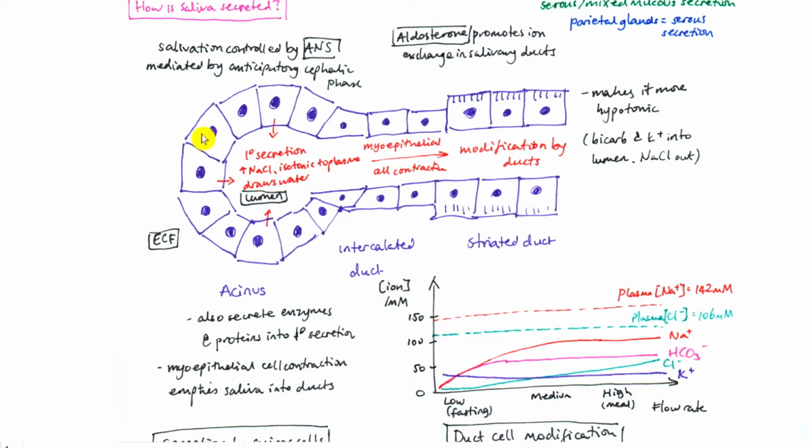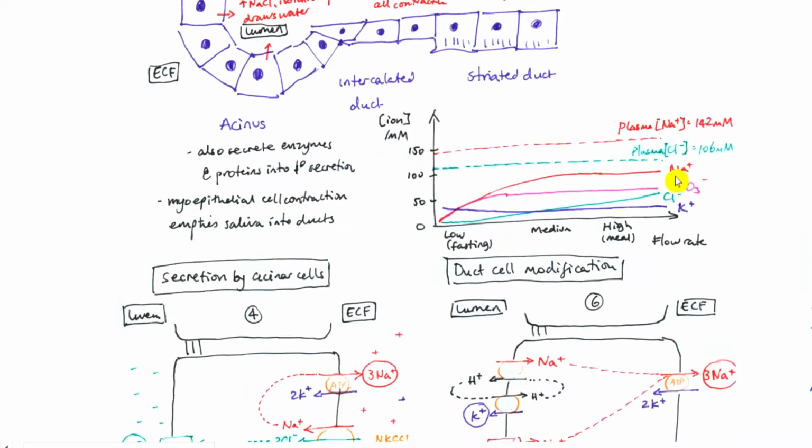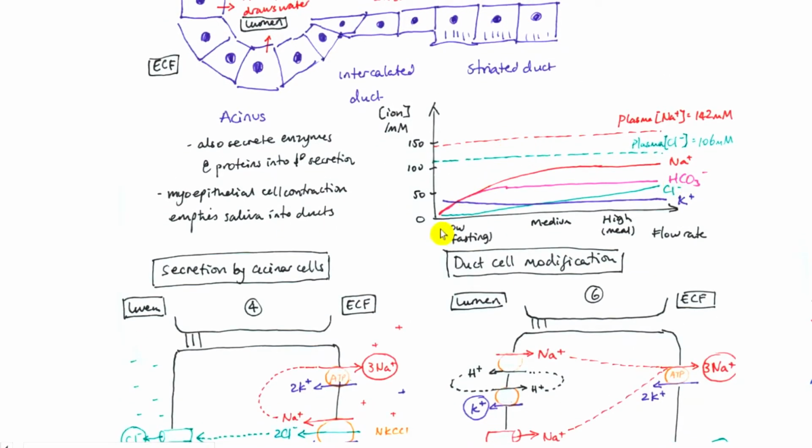Firstly, we have the acinar cells secreting this primary secretion, which is high in sodium chloride and isotonic to plasma, so it draws water into the lumen as well, which increases the water pressure and pushes the primary secretion into the ducts, as well as, of course, the cell contraction. After it's pushed into the ducts, it gets modified, and this makes it more hypotonic: it increases the bicarbonate and potassium concentration in the lumen and draws some of the sodium chloride out. This is how the composition changes.